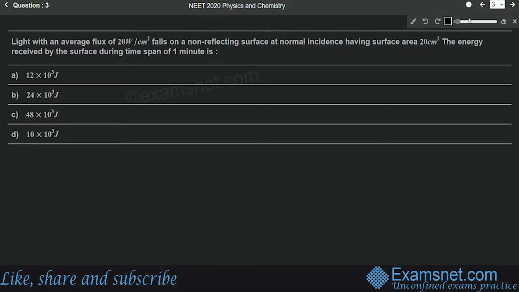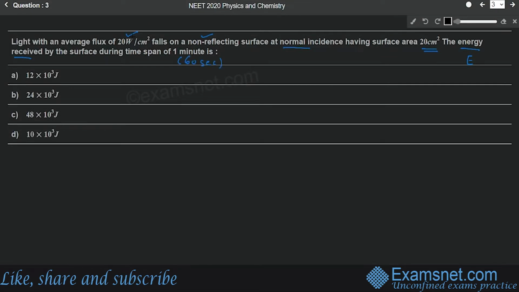Question number 3 is from the chapter Dual Nature of Radiation and Matter, and the question is: light with an average flux of 20 Weber per centimeter square falls on a non-reflecting surface at normal incidence having surface area 20 centimeters square. The energy received by the surface during the time span of 1 minute is? So we have to find out the energy, and the time given is 1 minute, that means 60 seconds.